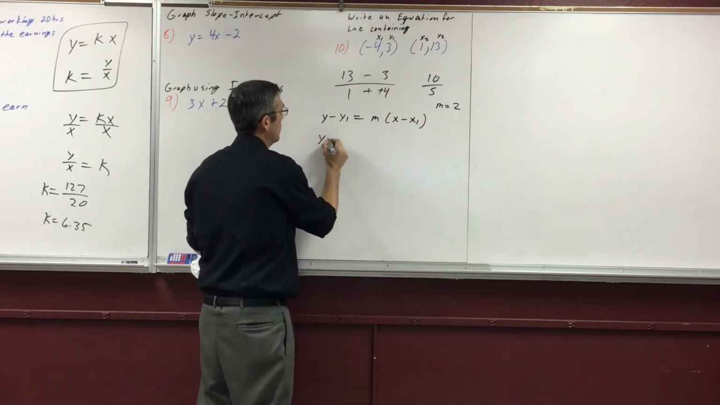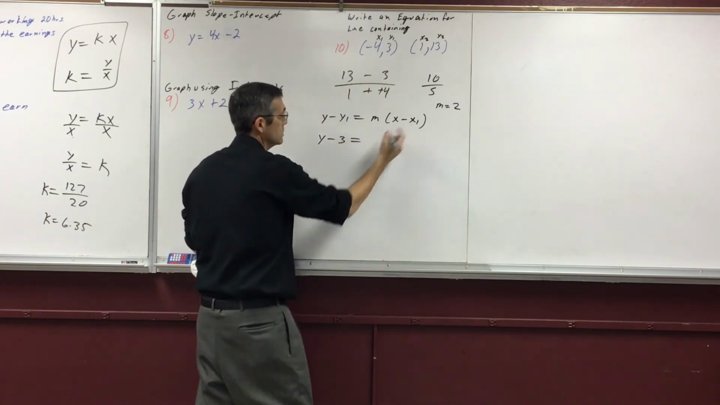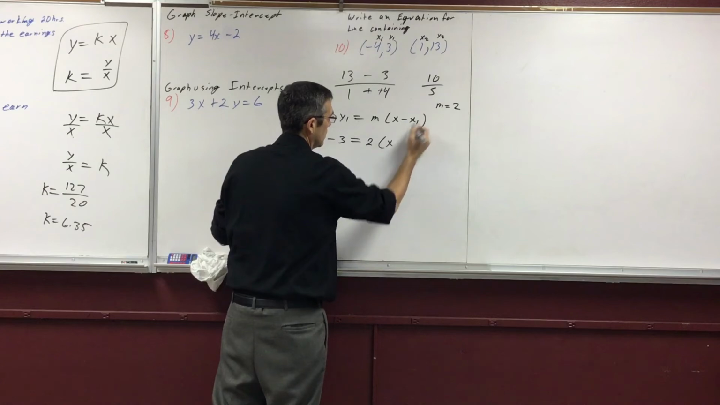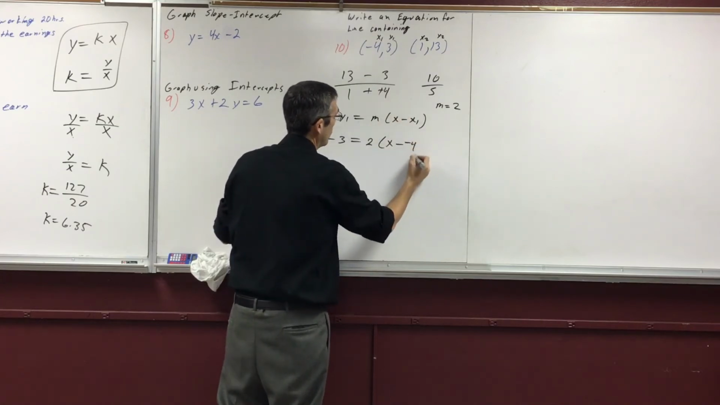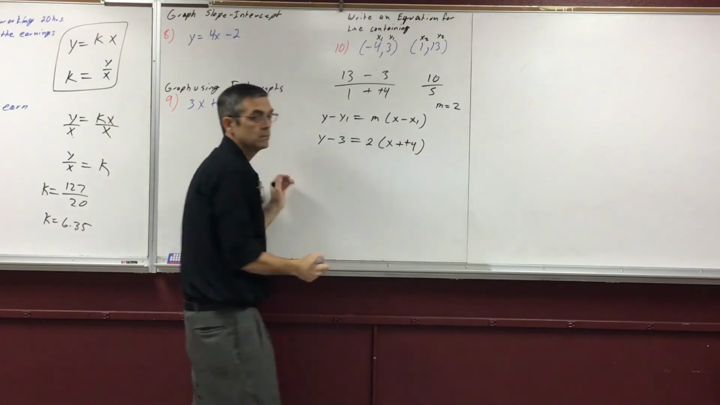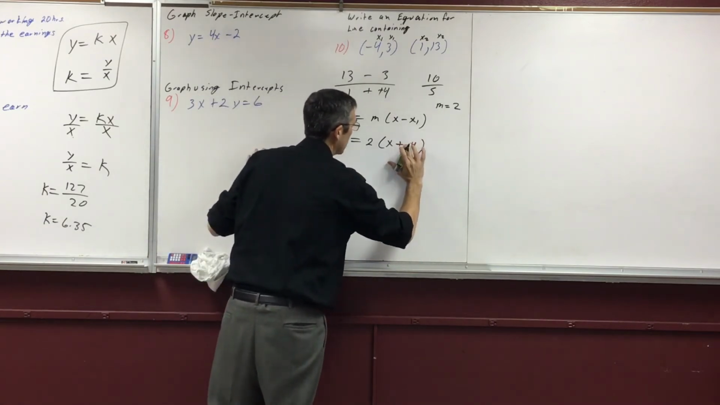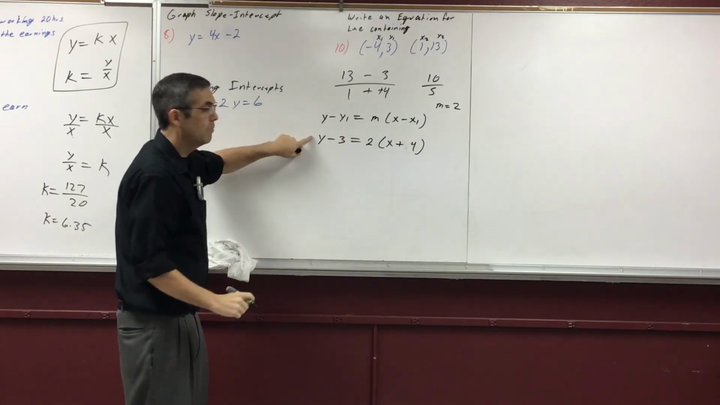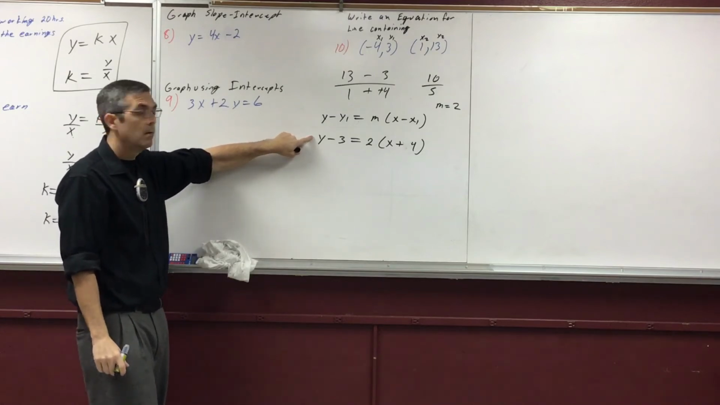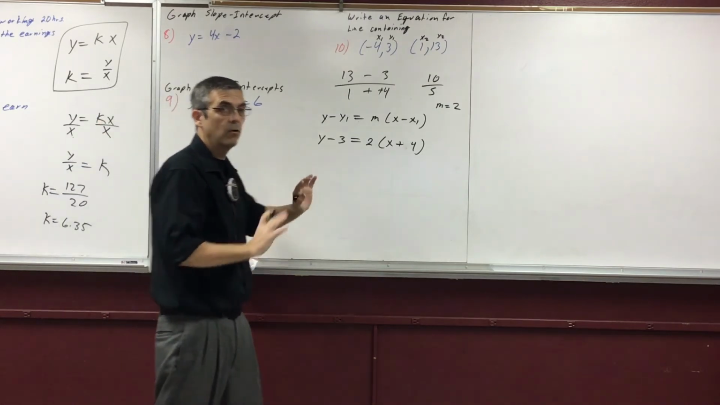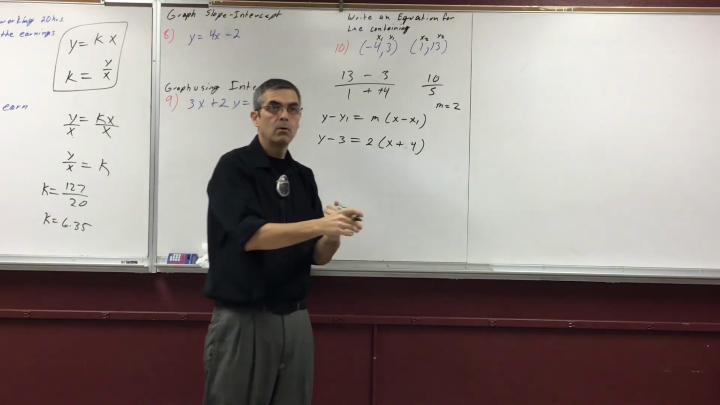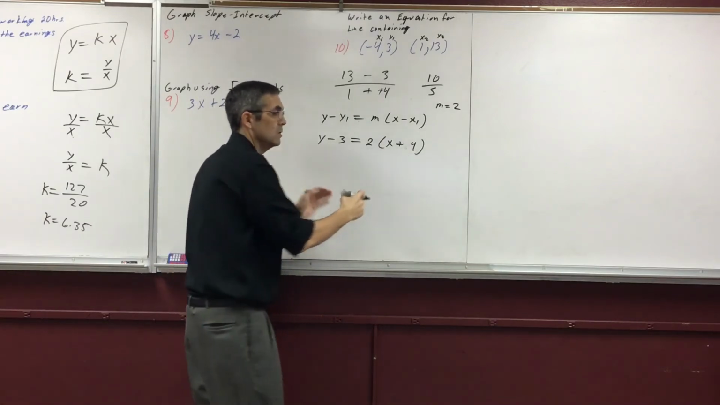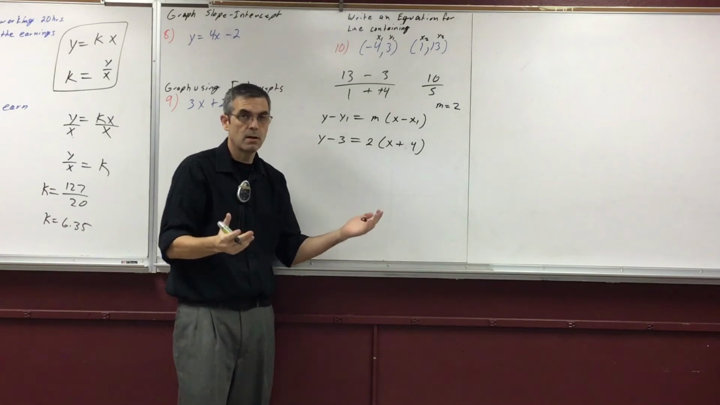So y minus 3 equals 2, and this is just substitution right now, x minus negative 4, parentheses. Well, that becomes a positive, right? So now I don't need this. So there is point slope form. But if I want to take this point slope form and convert it into either slope intercept form or standard form, I can do that. So let's take this and turn it into slope intercept form. That's the most common one.